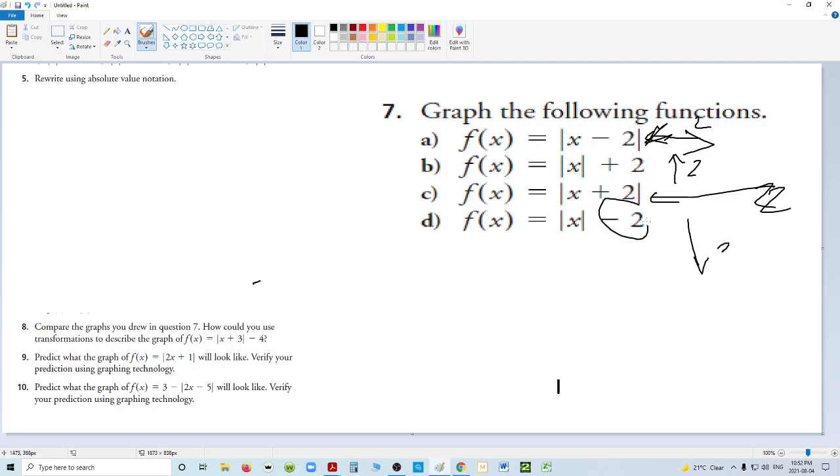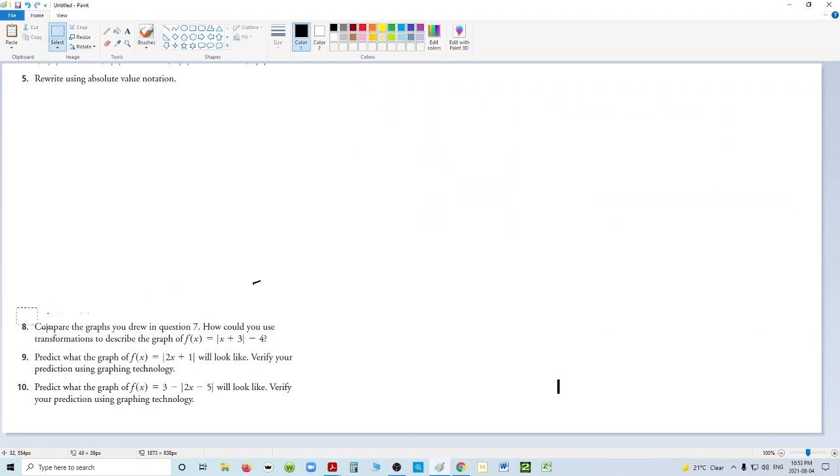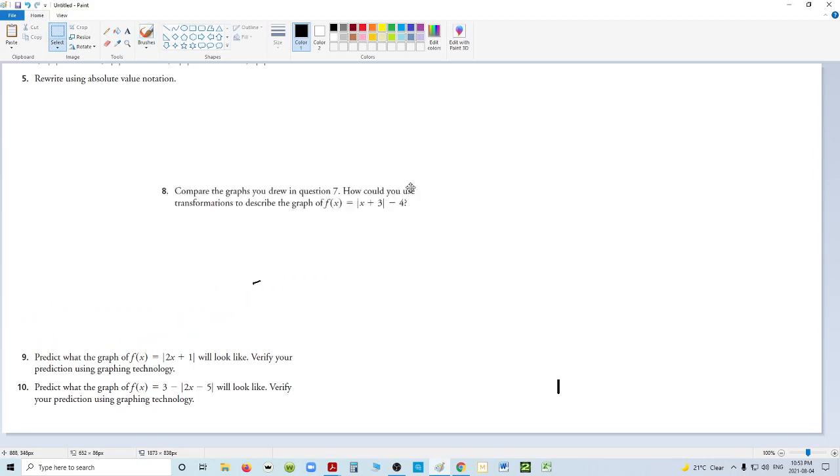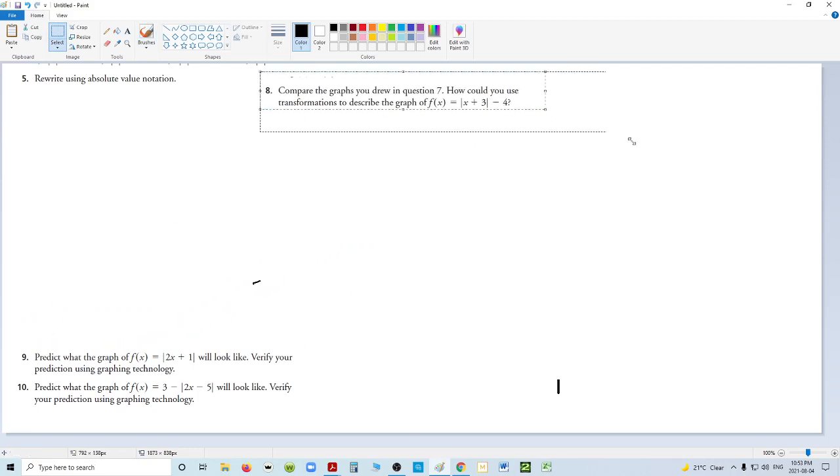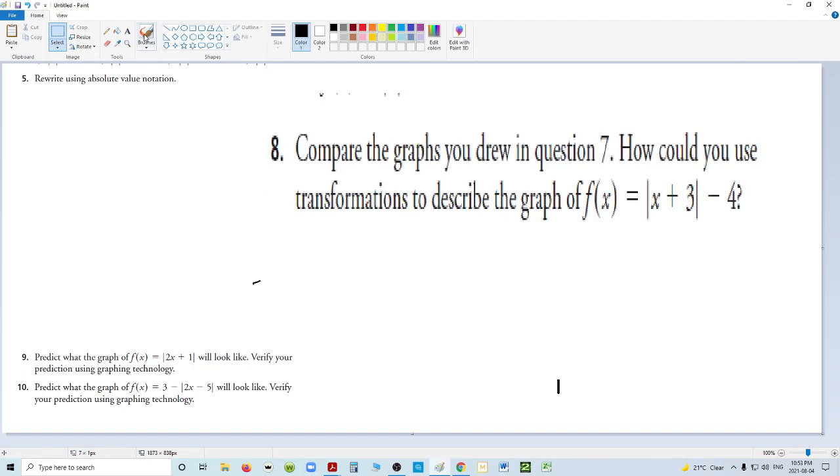So they're all different transformations. It all depends on where it happens. When it's inside the absolute value bracket, it's considered to be happening to x. When it's outside the absolute value bracket, it's happening to the y values. Much like all functions, when it's happening right to the x, it's affecting the x.